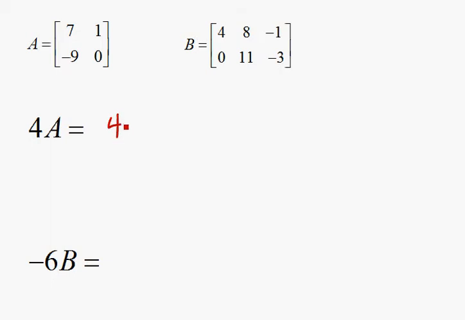I'm just going to rewrite it as 4 times the matrix that has a first row of 7, 1, and a second row of negative 9, 0. All we simply have to do is distribute that 4 to each entry in the matrix.